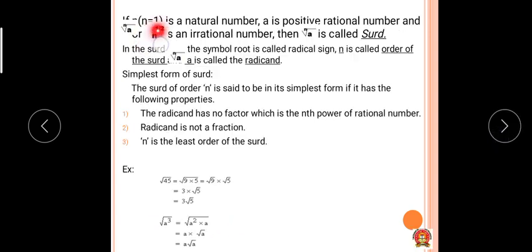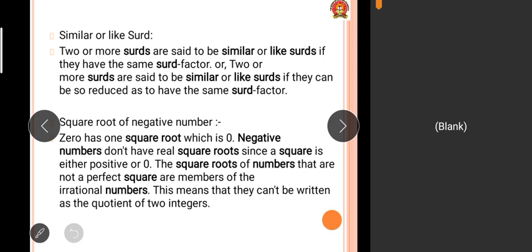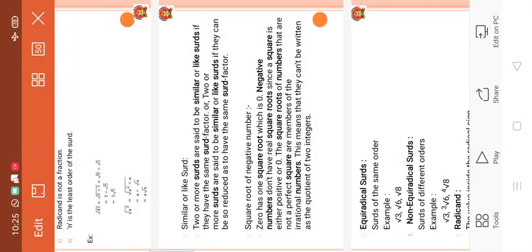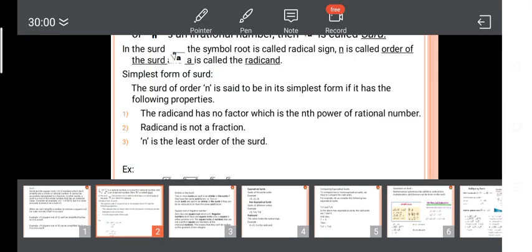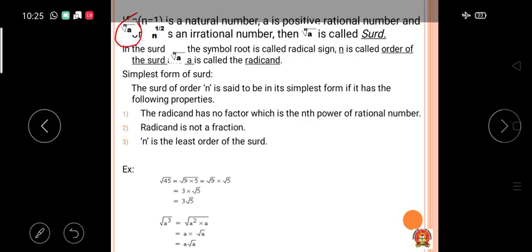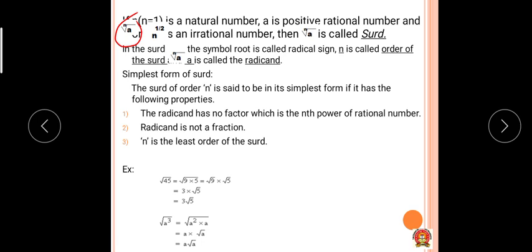Now see, if n is a natural number, a is a positive rational number, and the nth root of a, this is very important, one minute students, this nth root of a is very important. How do we read it? The nth root of a, which is a raised to the power 1 by n, is an irrational number. Then the nth root of a is called a surd.